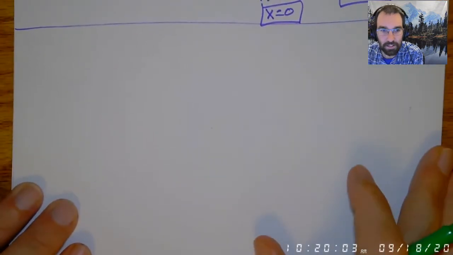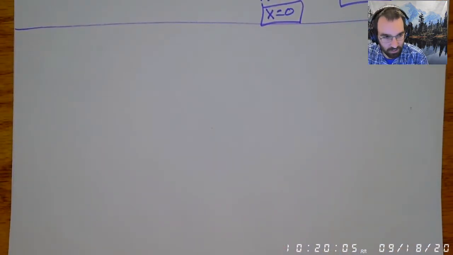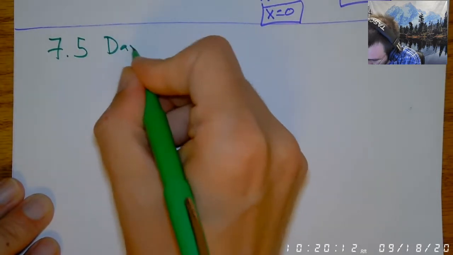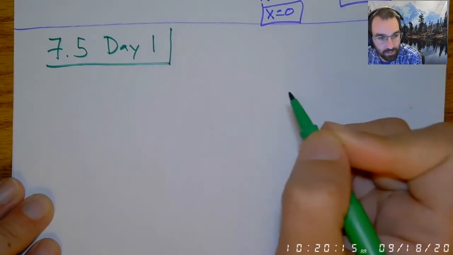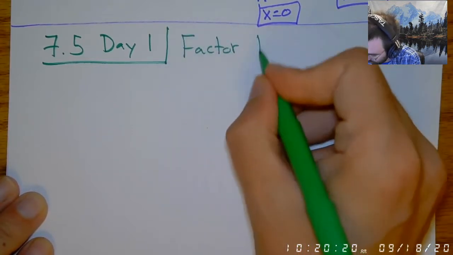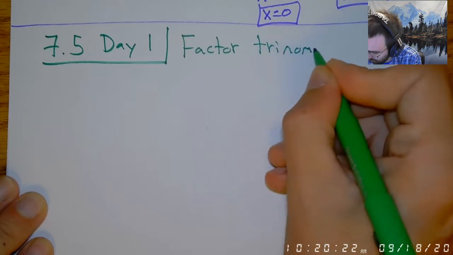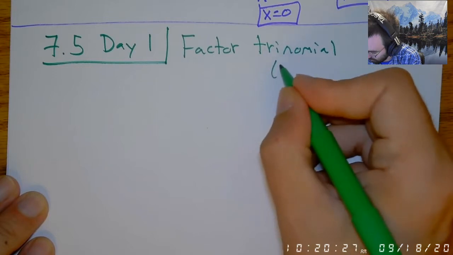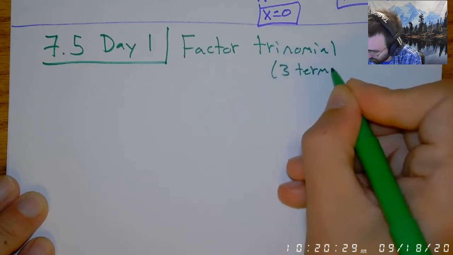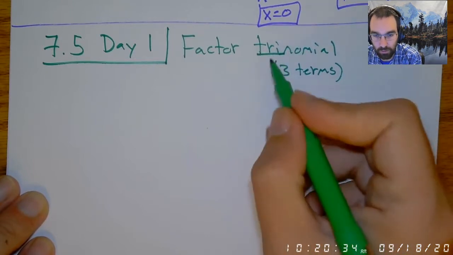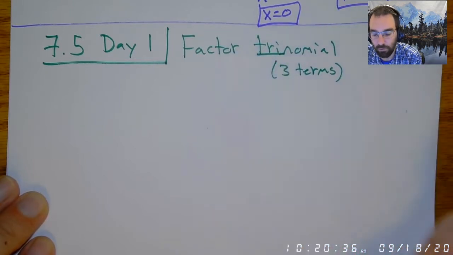All right, so let's get going into this lesson. This is going to be a 2-day thing. We're in 7.5 and we're doing day 1. What we're going to talk about today is how to factor a trinomial. A trinomial is a super fancy word for just 3 terms. You might recognize the word tri as the root word for 3. So we're going to factor things that have 3 terms.